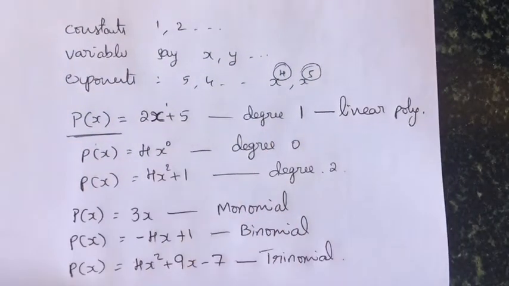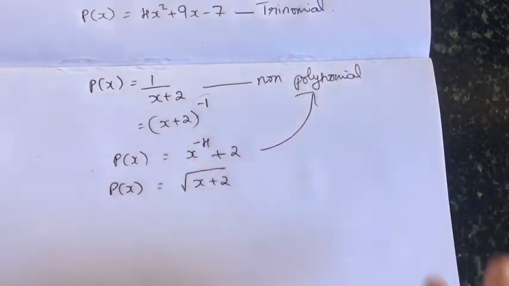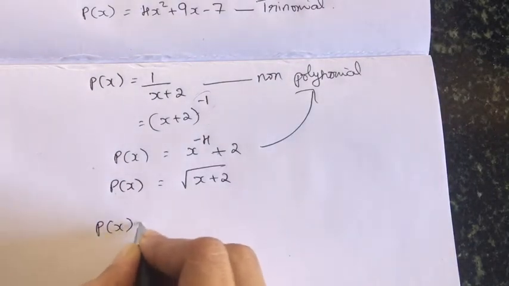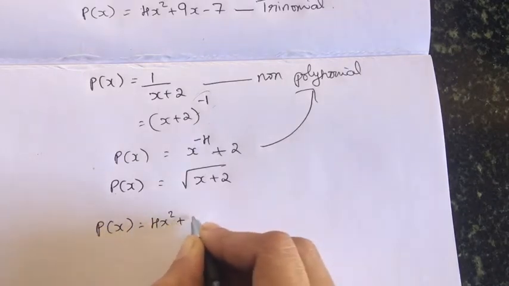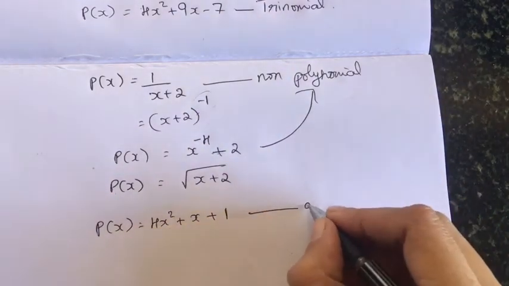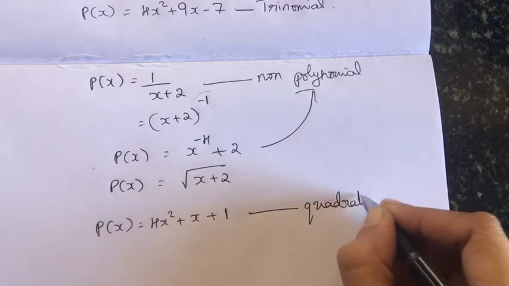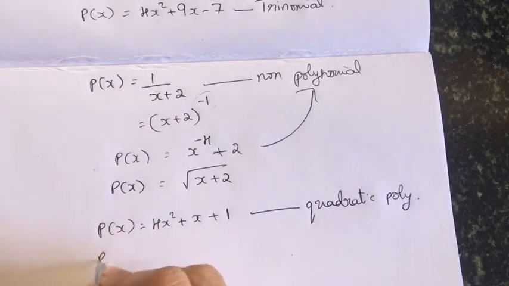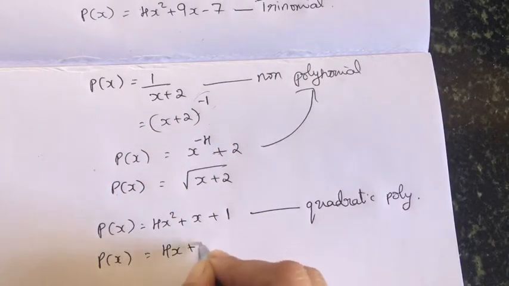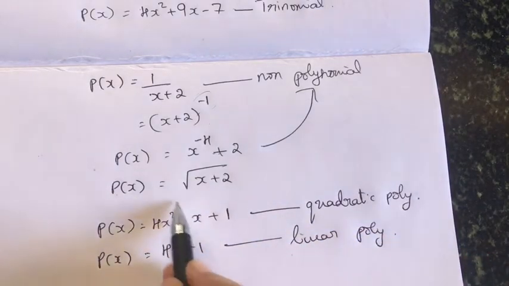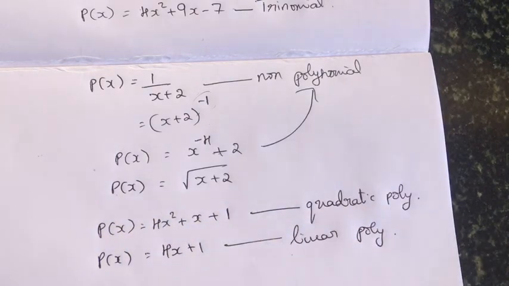And of degree 2, say something like this, if I write p of x equal to 4x square plus x plus 1, then this is of degree 2. Therefore, we call it a quadratic polynomial. Linear polynomial means simply I have say 4x plus 1. Then it is a linear polynomial. And if the degree is 2, then it is a quadratic polynomial.